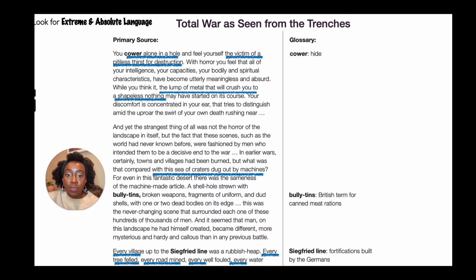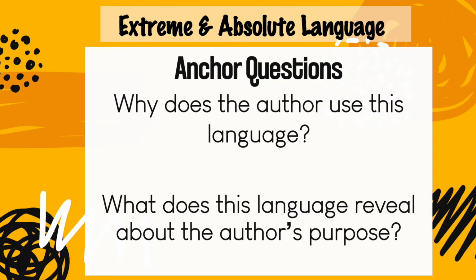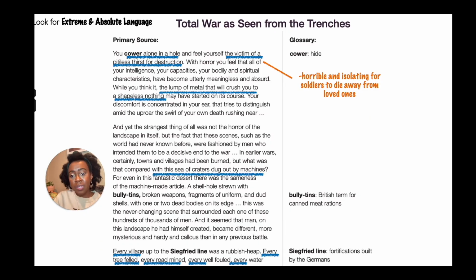Let's start to think about that question. Why does the author use this language? And what is this telling us about the author's purpose? So let's look at the first one. The first line, the first sentence, this makes me think that for the soldiers in World War I, it was a horrible and isolating way for the soldiers to die away from their loved ones.